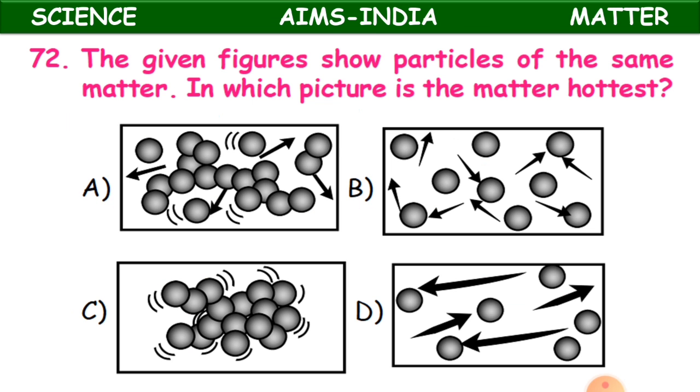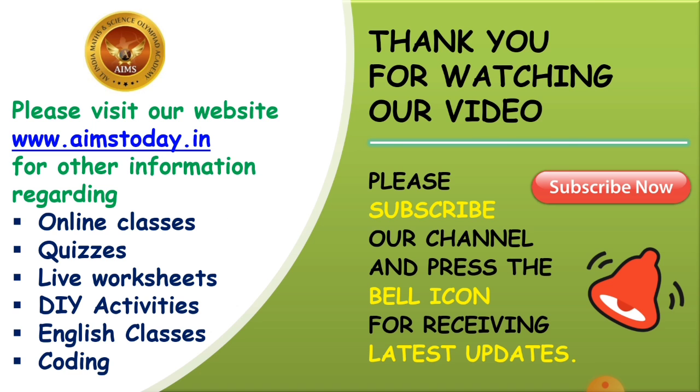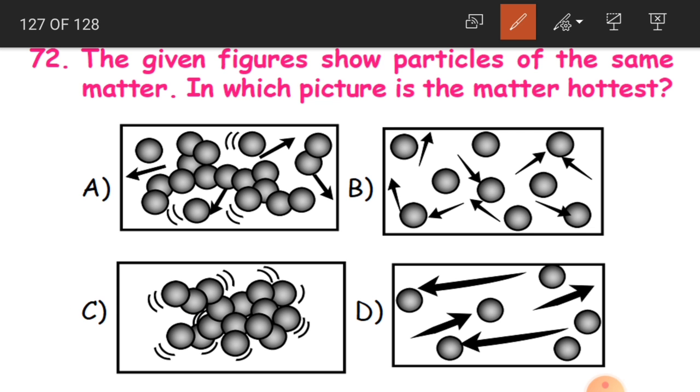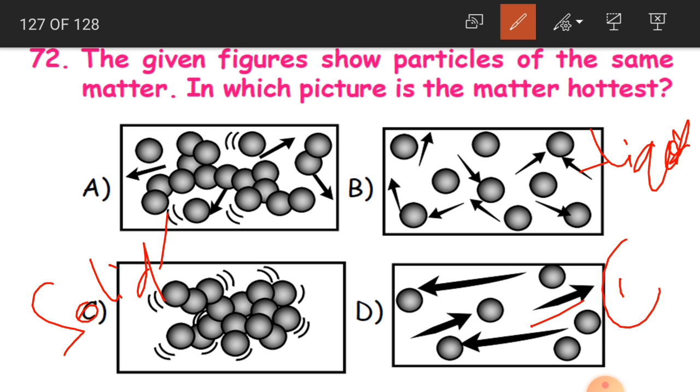And the last question for today, children. The given figures show particles of the same matter. In which picture is the matter hottest? See here, these two are solid state actually. This is solid state. This is also somewhat solid state. This is liquid state. This is gaseous state, gas. So in which picture is the matter hottest?